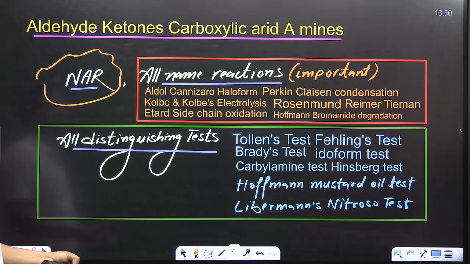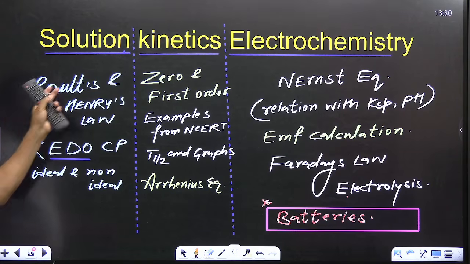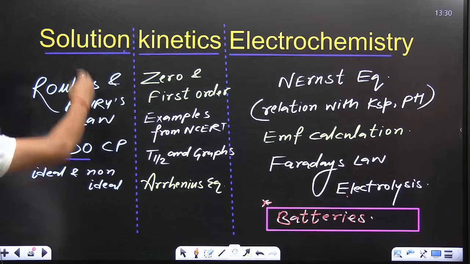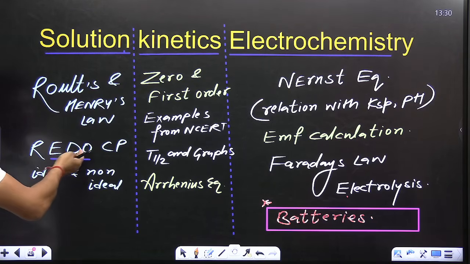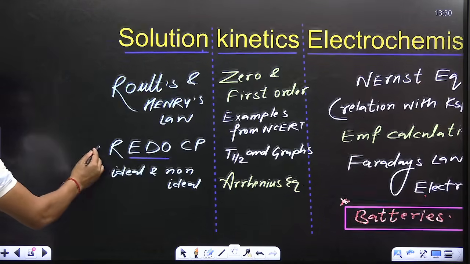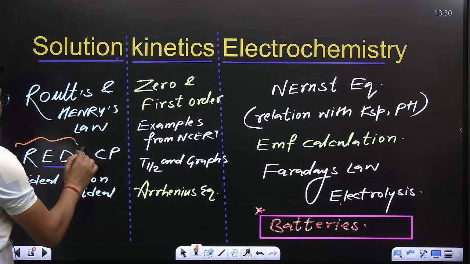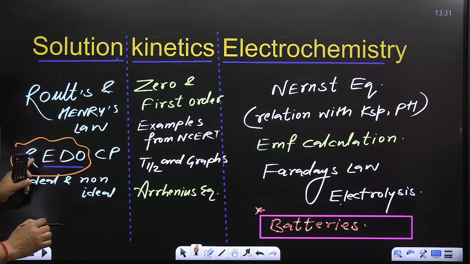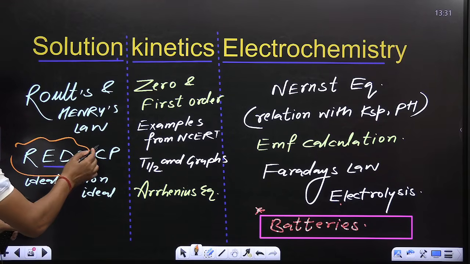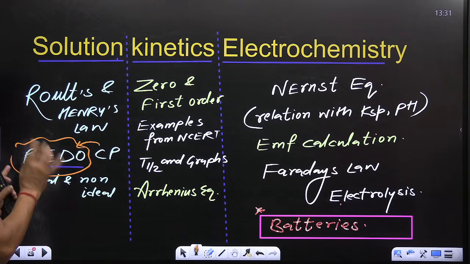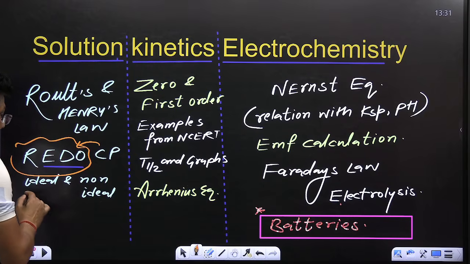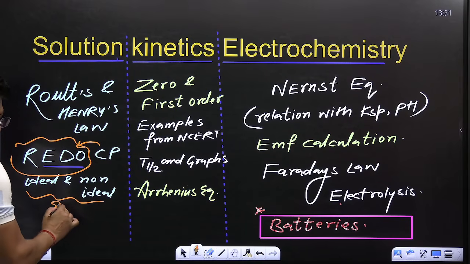Now, next is solutions, kinetics and electrochemistry. In solutions, Raoult's law and Henry's law, this is the Redo. Redo is CP. CP is colligative property. R for relative lowering of vapor pressure, elevation of boiling point, depression of freezing point, osmotic pressure. All these colligative properties, ideal and non-ideal. And remember that their examples are very important.